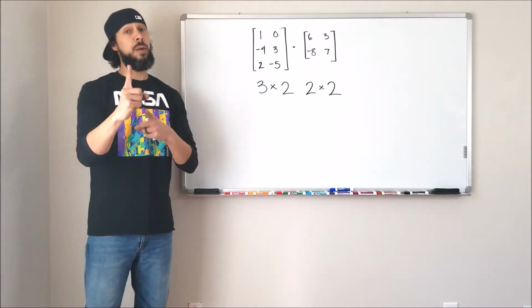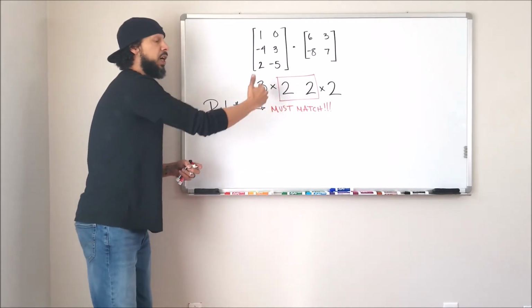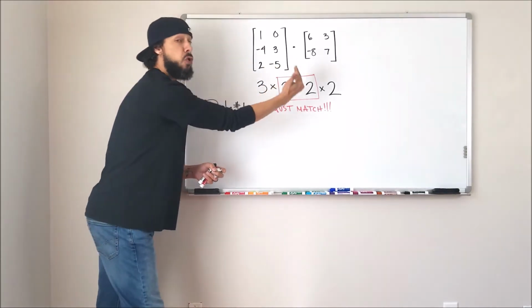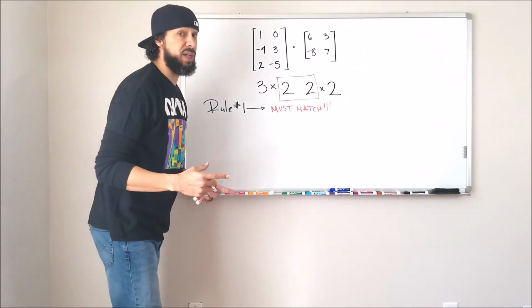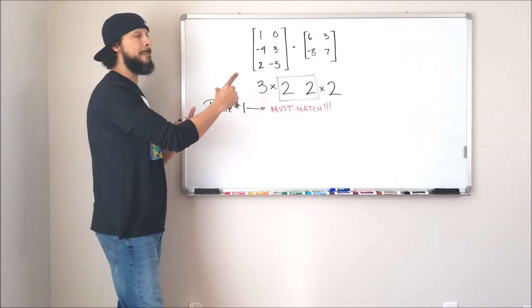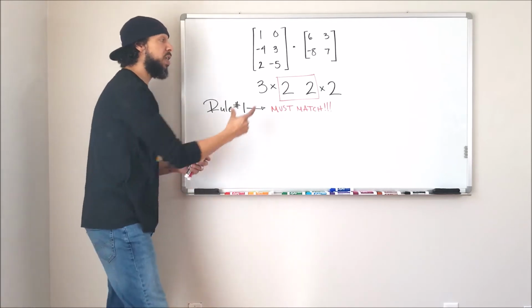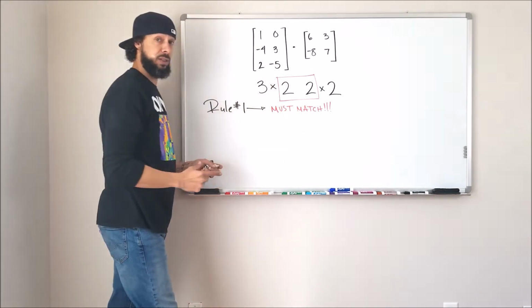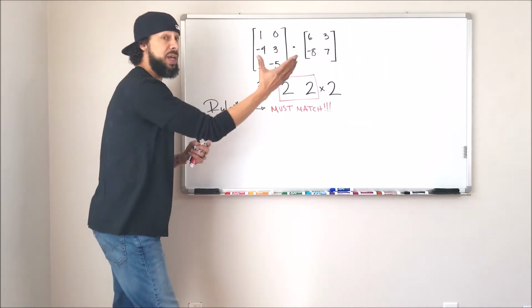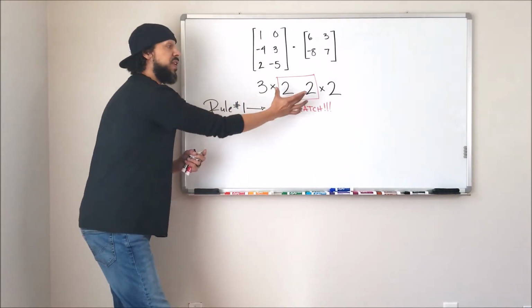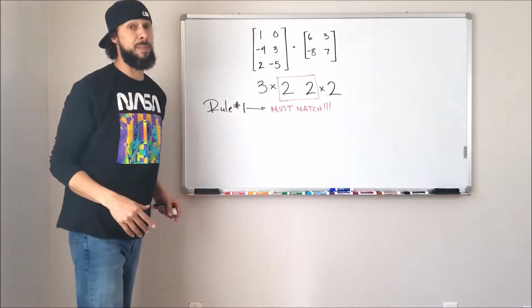Now, rule number one: these two numbers, the columns of the first matrix and the rows of the second matrix, they have to match. And you're going to see why in a second, because when we multiply these matrices, we're going to multiply entire rows times entire columns. So for that to work, these two numbers have to match. That's also why you can't just switch the places of the matrices. If they don't match, can't multiply.